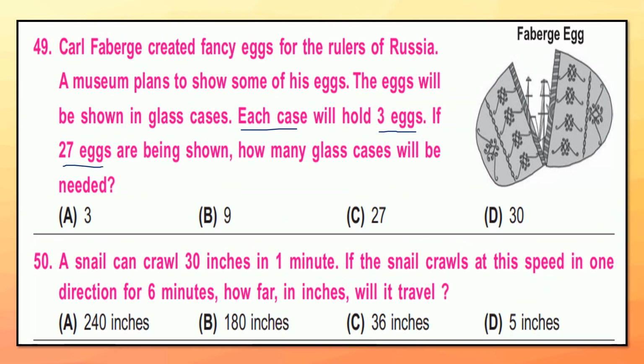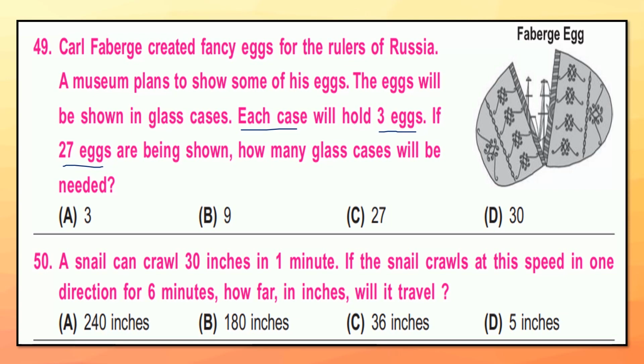Question number 49. Karl Faberge created fancy eggs for the rulers of Russia. A museum plans to show some of his eggs. The eggs will be shown in glass cases. Each case will hold 3 eggs. If 27 eggs are being shown, how many glass cases will be needed? Option A, 3, option B, 9, option C, 27, option D, 30.